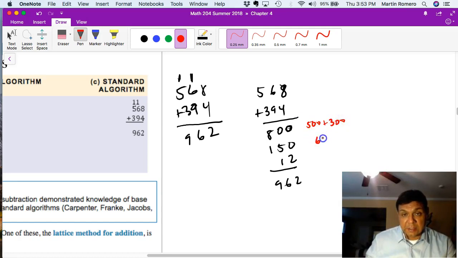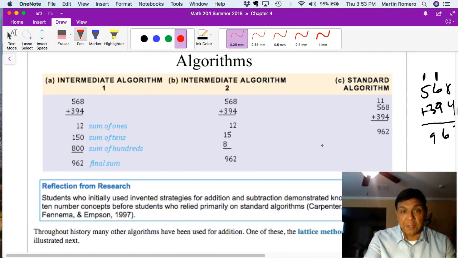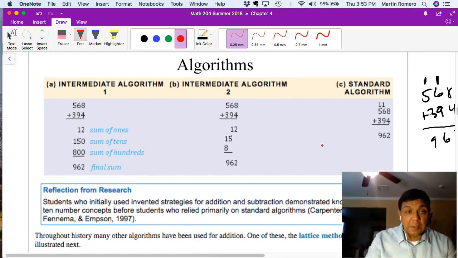What the student did in their head, they did 500 plus 300. They did 60 plus 90. And then they did 8 plus 4. That's a form of what we call the intermediate algorithm. And so there's a lot of different ways to do that. You could do the ones first and then the tens and hundreds, or vice versa. You could also use that algorithm without writing the zeros as placeholders. So you can see a similar process here. I'm still getting you the answer.